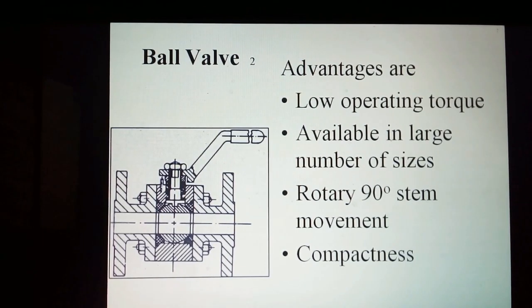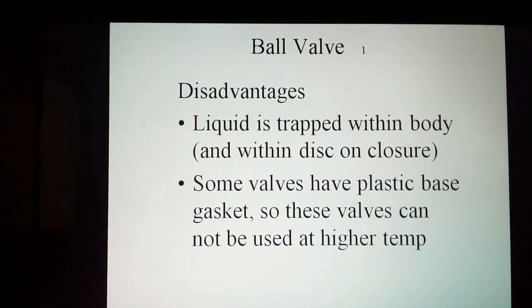Ball valve has advantages which are low operating torque, availability in large sizes, rotary 90-degree stem movement, compactness, and inline ability to replace all wearing parts in some designs. Possible disadvantages are that liquid is trapped within the body and within the ball on closure, and that compensation effort is effected only by resilient material behind the seat.